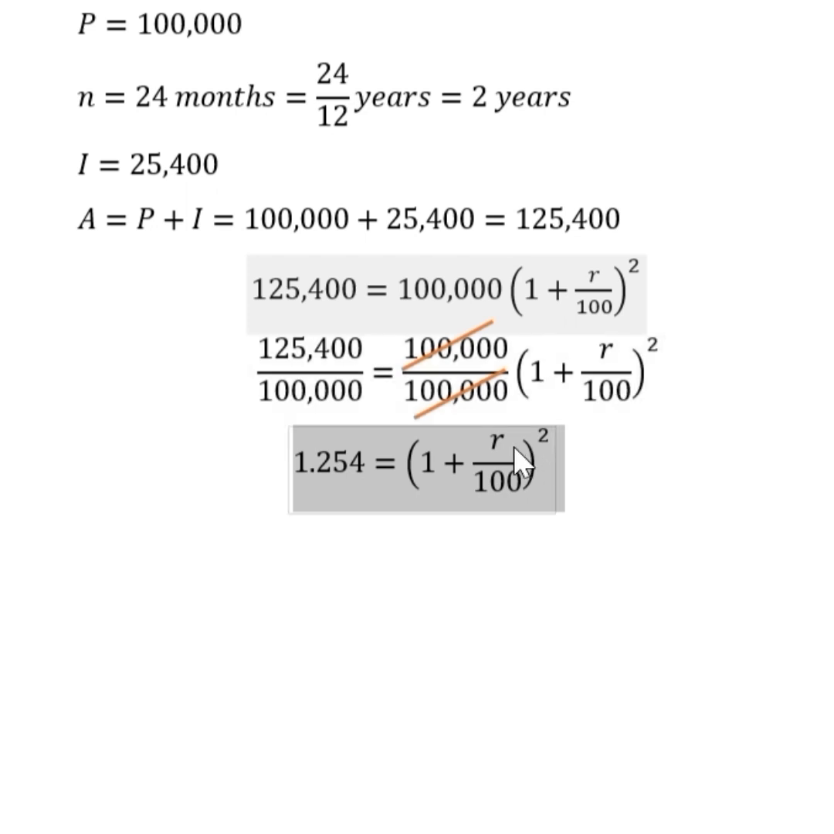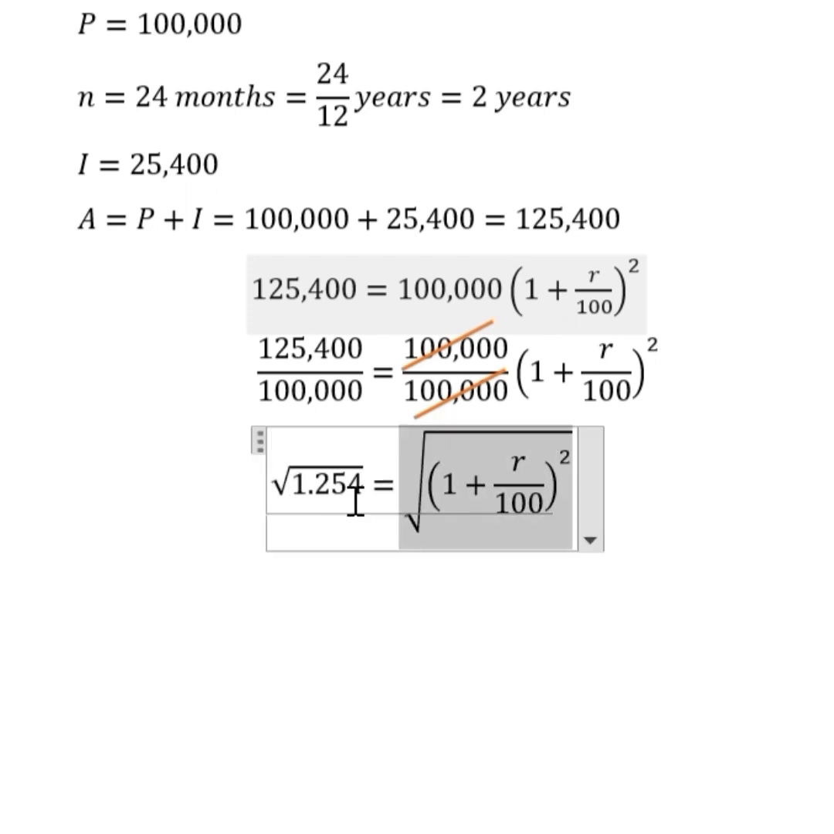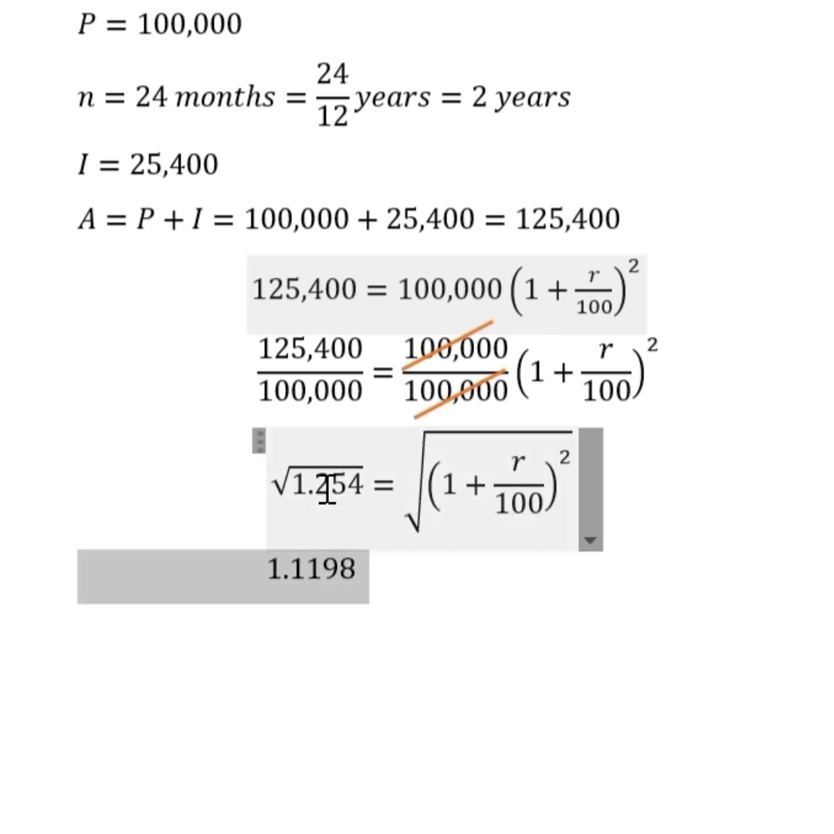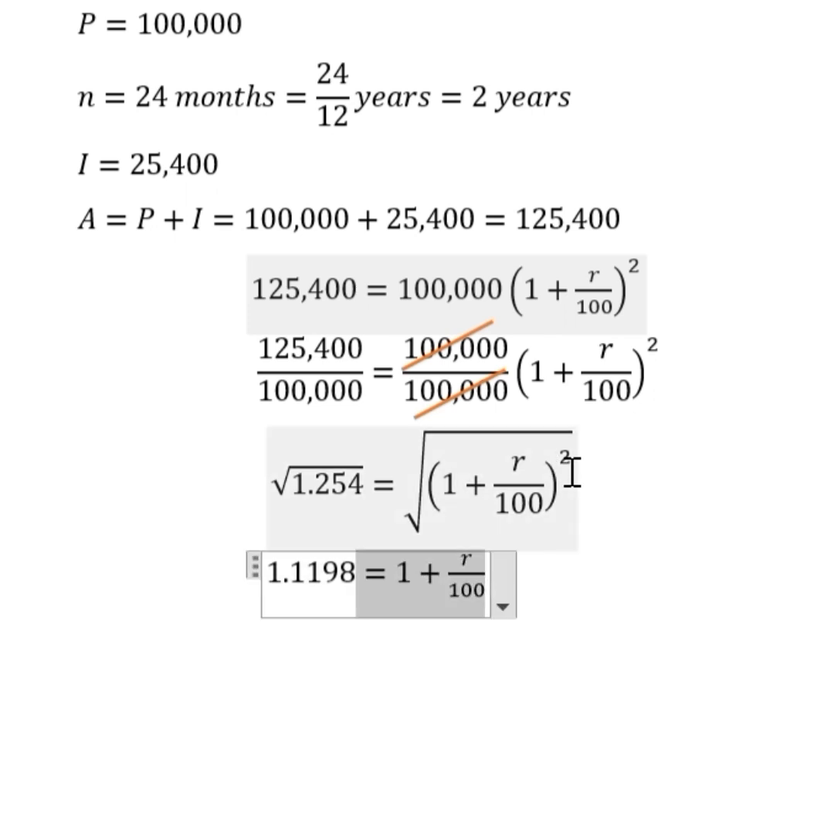The next thing is to get the root, the root representing the power here. In this case, we have power 2, meaning we need to get the square root. So if we get the square root on both sides, the square root of 1.254 is 1.1198. That is equal to 1 plus r over 100, because this square root sign cancels this square. So that is equal to 1 plus r over 100.